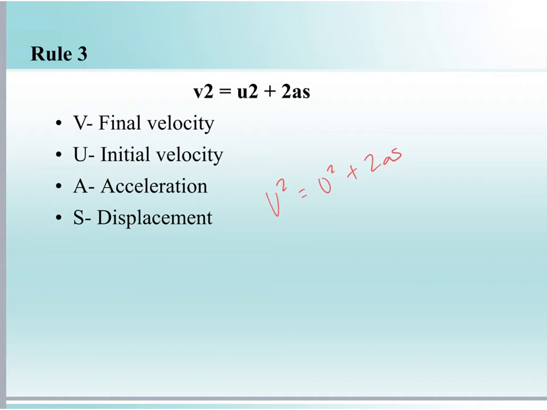So this brings us now to rule 3. So we're halfway there. v squared, it's not v2, equals u squared plus 2as. And there's what they mean. You should be used to these by now. Let's do an example.